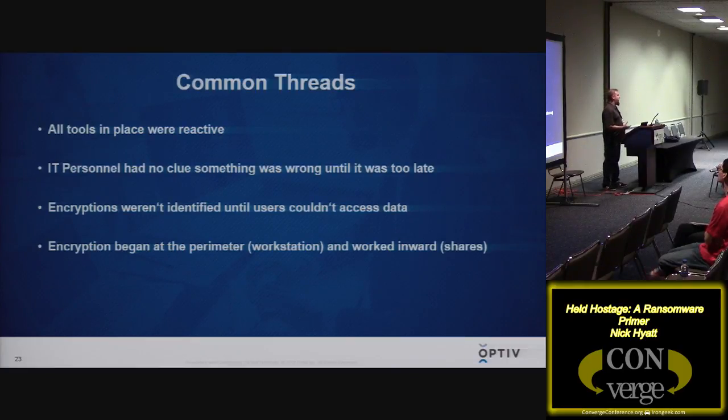All of the tools that we had in place in these environments were reactive. IT personnel really had no clue something was wrong until it was too late. And by that, the encryptions weren't identified until users couldn't access their data. So essentially, somebody tried to access a shared CSV and they couldn't get to it. That encryption began at the perimeter, the workstation, and worked inwards towards the shares.